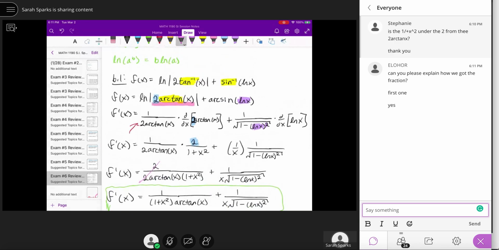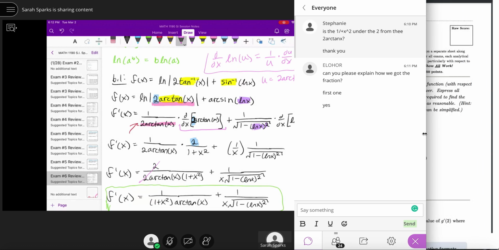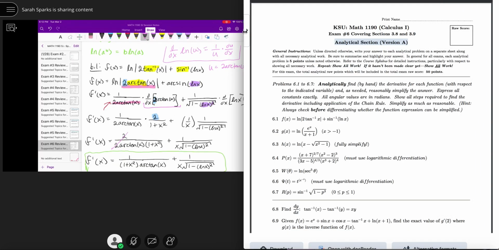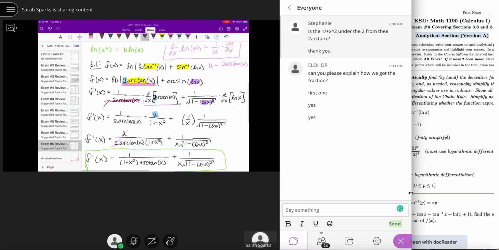So the derivative of a natural log: d dx of the natural log of u is equal to 1 over u times du dx. That's our rule for derivatives of natural logs. In this case, u is equal to 2 arctangent x. So that's how I got this 2 arctangent x down there. And then we have to multiply by the derivative of 2 arctangent x. Does that make sense? Okay, sweet. Any other questions on this problem?